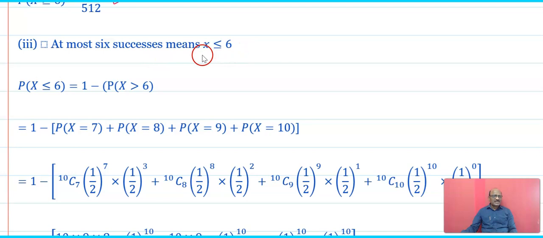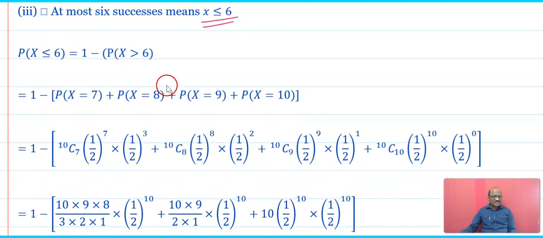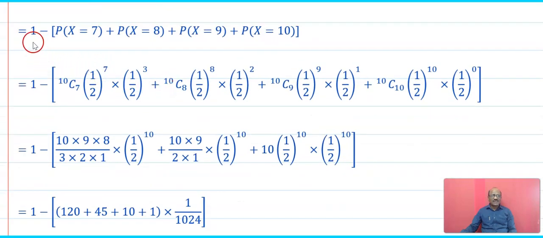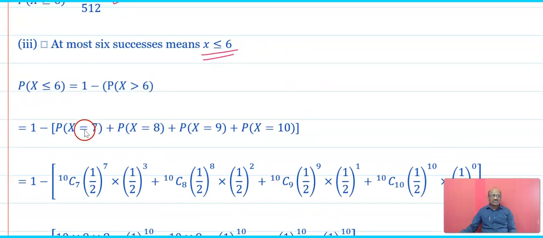That is X is less than or equals to 6. At most means a maximum of 6 successes should occur in it. Therefore this can be written as P of capital X less than or equals to 6, which means what? That is equals to 1 minus P of capital X greater than 6. Just we can write here 1. That is, greater than 6 means what? 7, 8, 9, 10. Then you find out the probabilities.